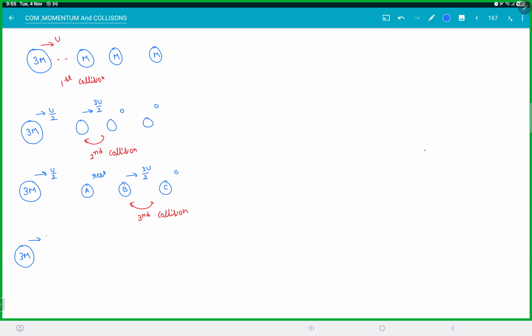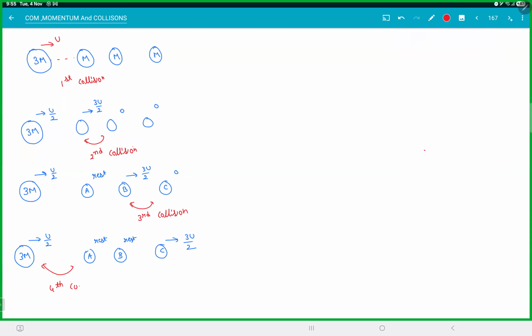Like I said, technically everything will happen at the same time, but I'm just showing you ignoring it. So A and B will come to rest. C will go with 3u by 2. C is gone. Then these two will collide again. This is your fourth collision.